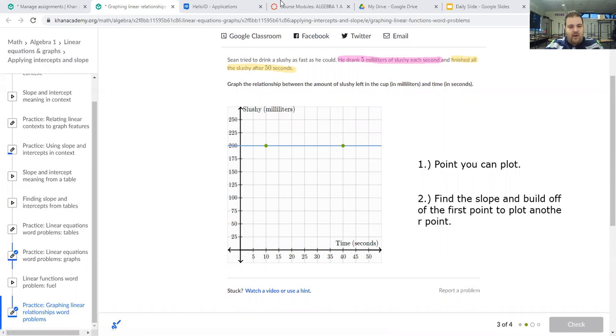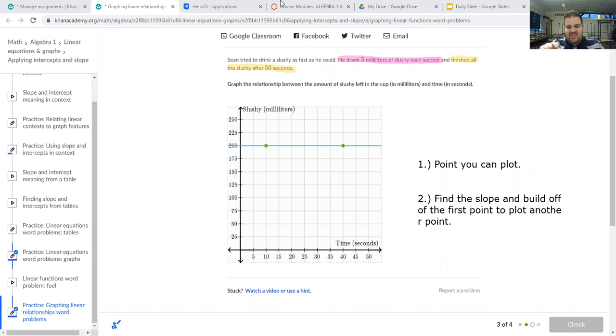We need to first figure out, how can I plot a point given this information? Well, he drank 5 milliliters of slushie each second. So he's drinking 5 milliliters, 5 more milliliters, 5 more milliliters, 5 more milliliters. That's a recurring value. It's repeating. 5 plus 5 plus 5 plus 5 plus 5. That's slope, rate of change. So that's the slope.